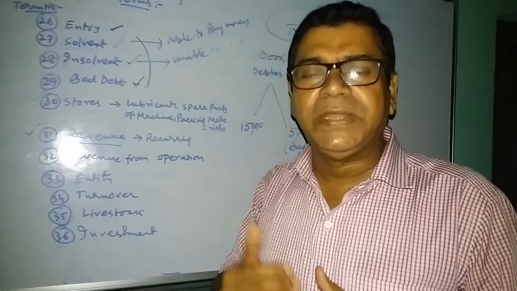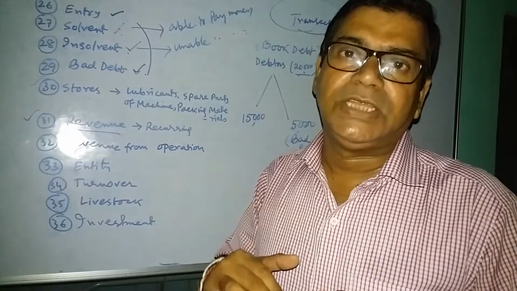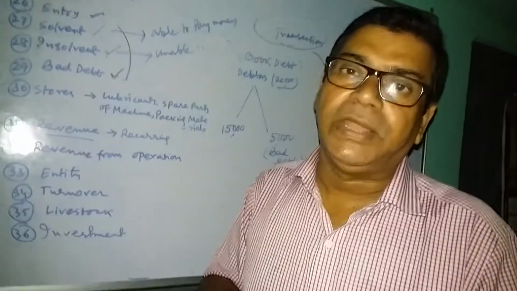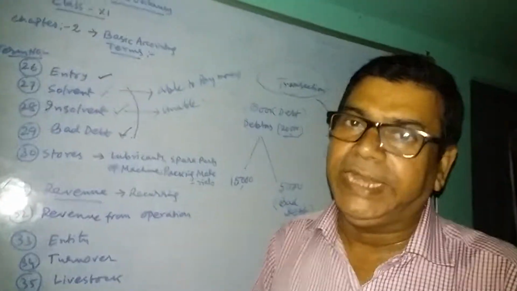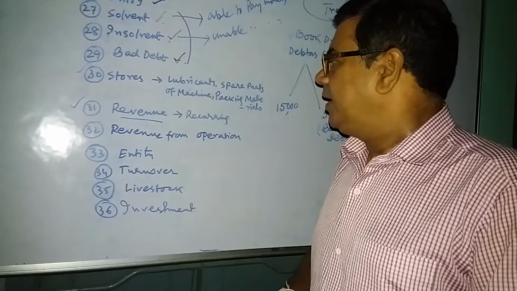और revenue nature of income क्या होगा? Commission received, rent received, interest received, dividend received. These also will be coming as a regular way, that is called the revenue income. So revenue is called the recurring nature.